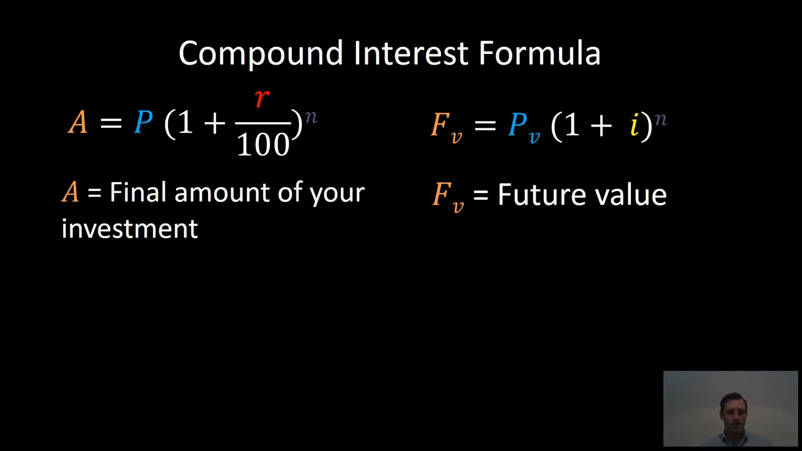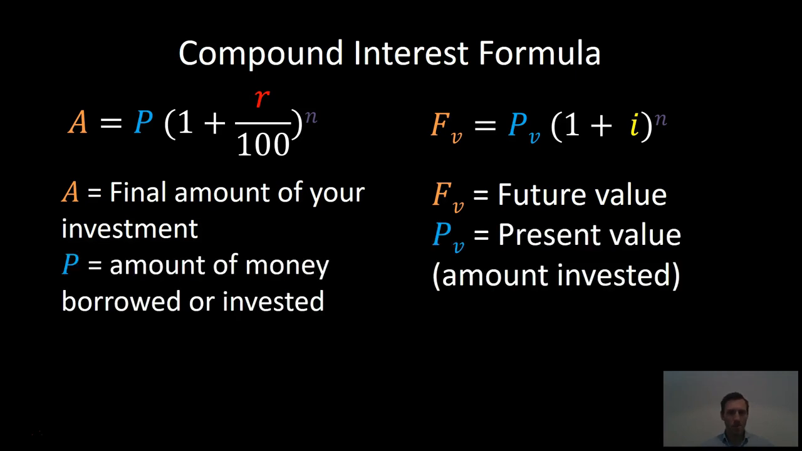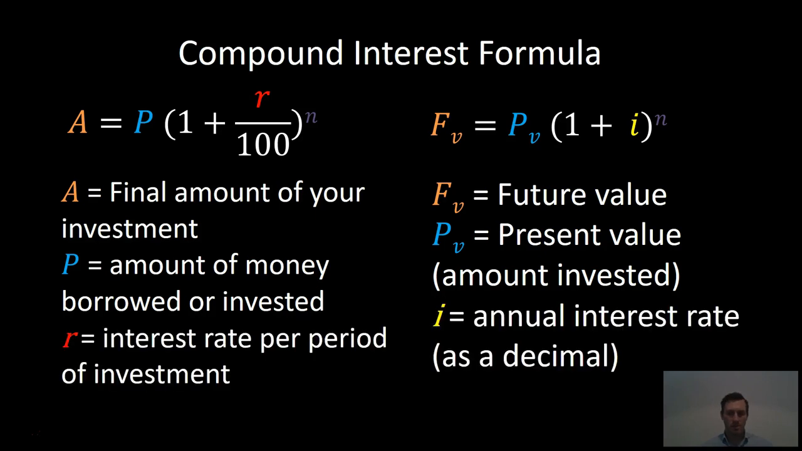A and FV refer to the final amount or final value or future value of an investment. This is what we are calculating when we're using this formula. P or PV both stand for the amount of money borrowed or invested. This is known as the present value or the principal. Exactly the same as the simple interest formulae.